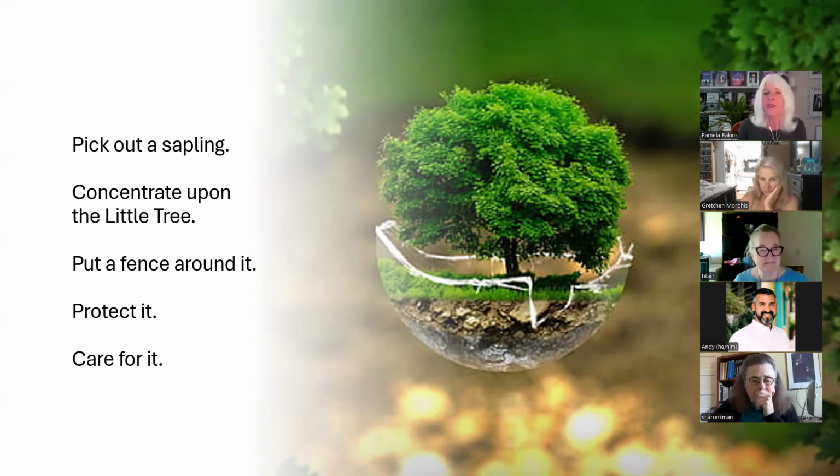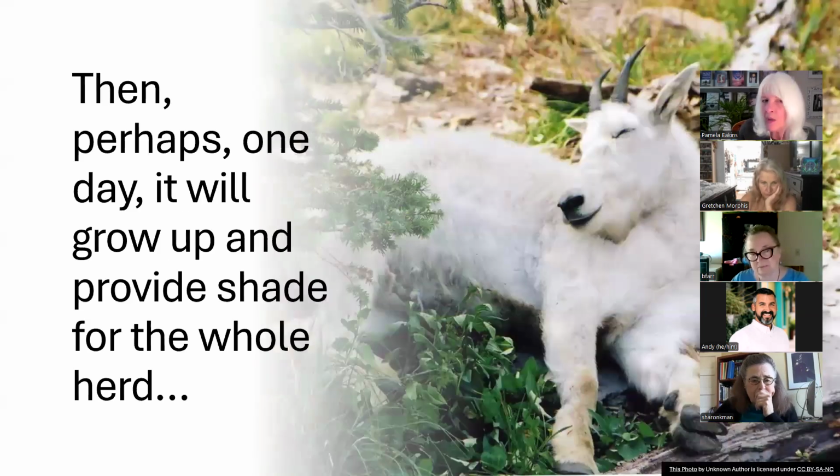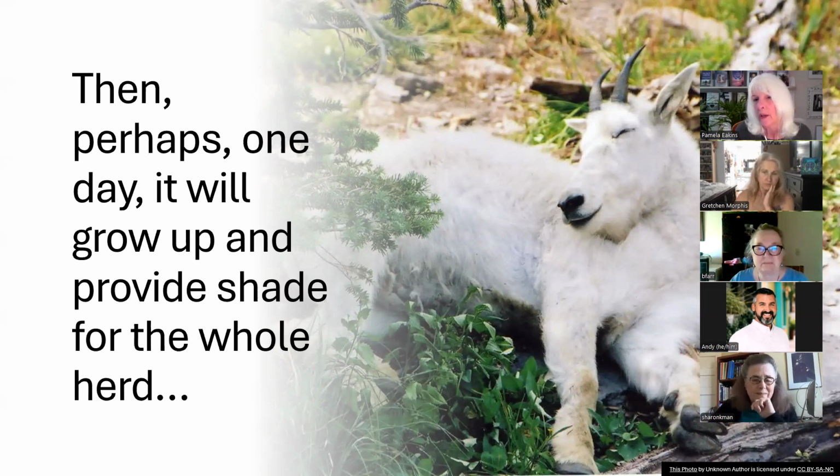Concentrate on this one tree so that it can grow up, so that it can become, and it contains all the seeds of the future. And then perhaps, maybe in some years, one day, this tree will grow up and provide shade for the whole year. The whole herd, I mean, excuse me, the whole herd. That's the power of stabilization.